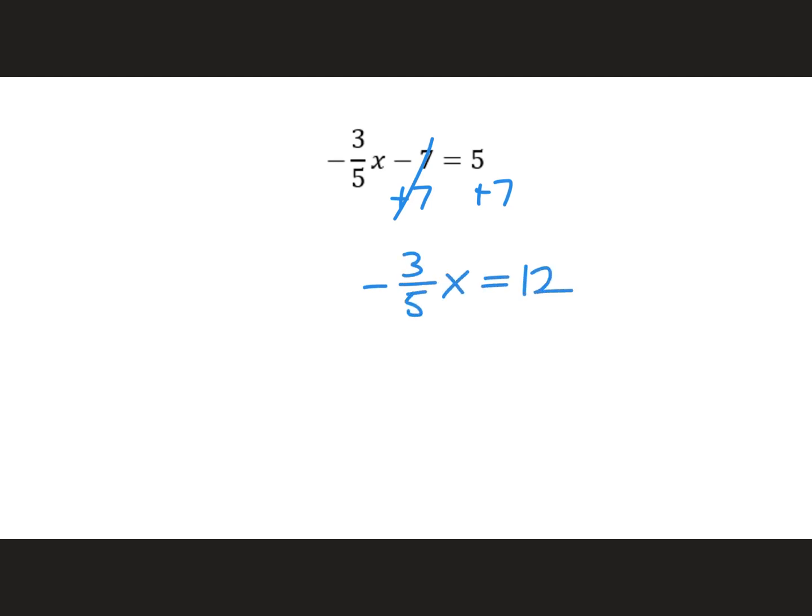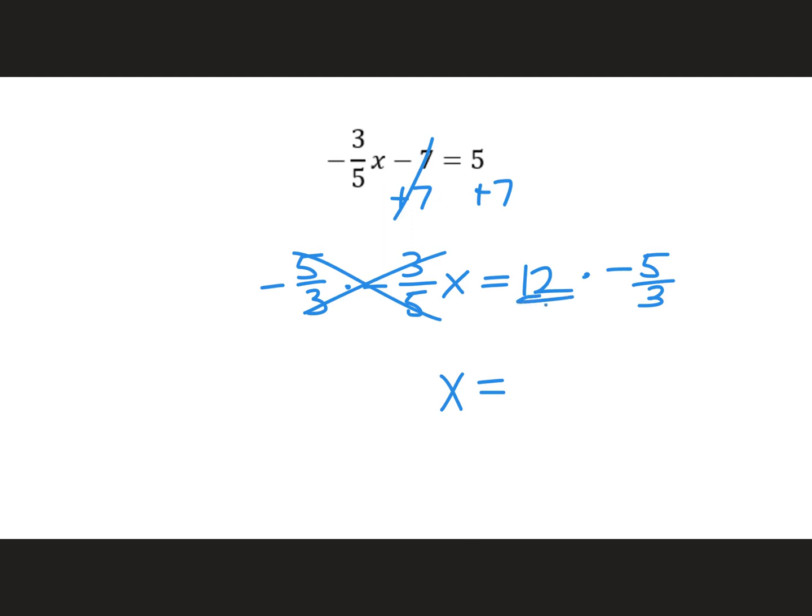Equals 12. Now, do you remember how to get rid of a fraction? Just multiply it by its flip, its reciprocal. So I'm going to multiply by negative 5/3. Okay, put a little dot there. Negative 5/3. And these are just going to cancel each other out. And negative times negative is also positive, so I'm going to have an x equals.